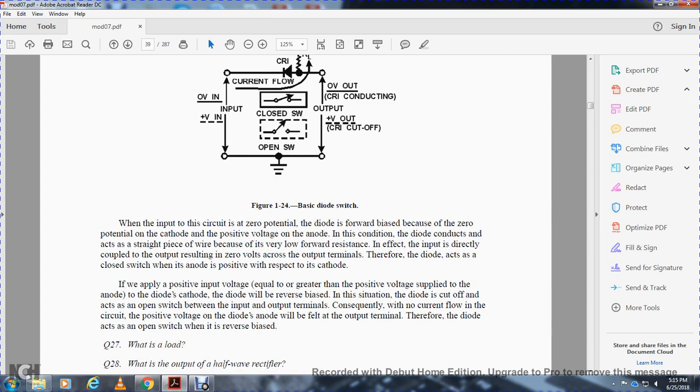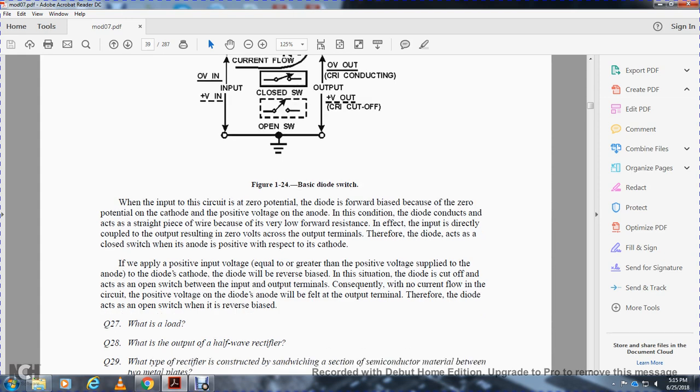When the input of the circuit is 0, the potential at the cathode of the diode is 0 and the voltage at the anode is 0, so the diode is forward biased. The diode acts as a straight piece of wire with a very low forward resistance. In effect, the input is directly coupled to the output, resulting in 0 at the output terminal. Therefore, the diode acts as a closed switch when the anode is positive with respect to the cathode.